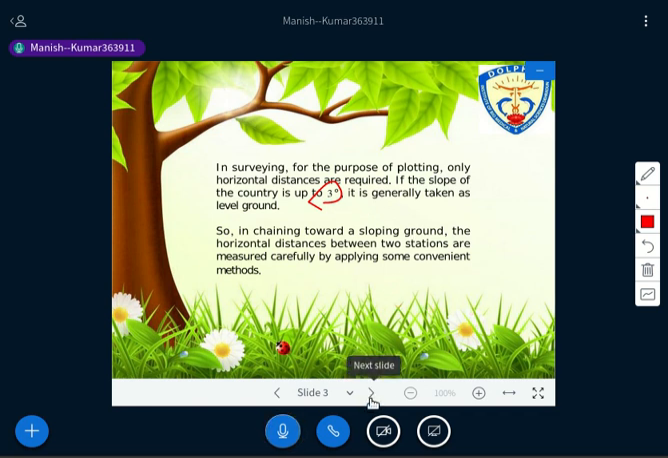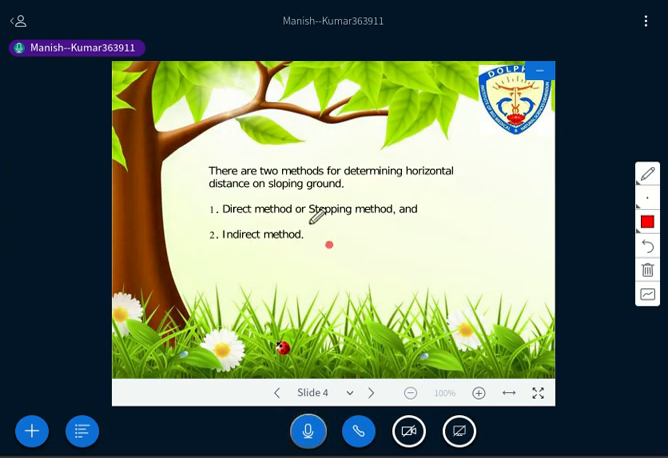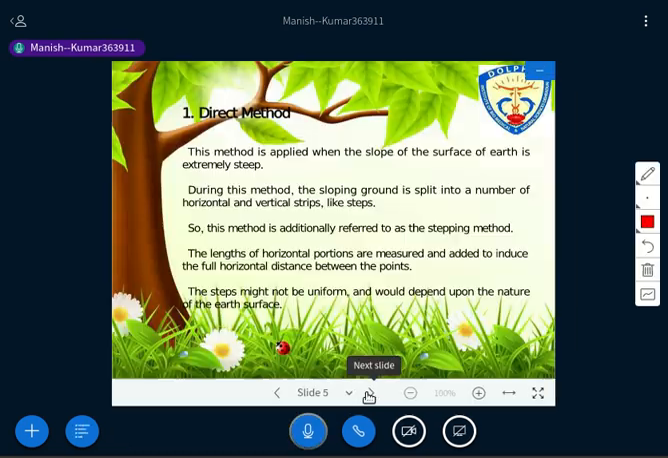So we should discuss these methods here. There are two methods: the direct method, also called the stepping method, and the indirect method. So there are two methods that are employed here. One is the direct method, or as I told you, the stepping method, and the second is the indirect method. One by one we need to understand that, right? So let's go to some information on the direct method first.